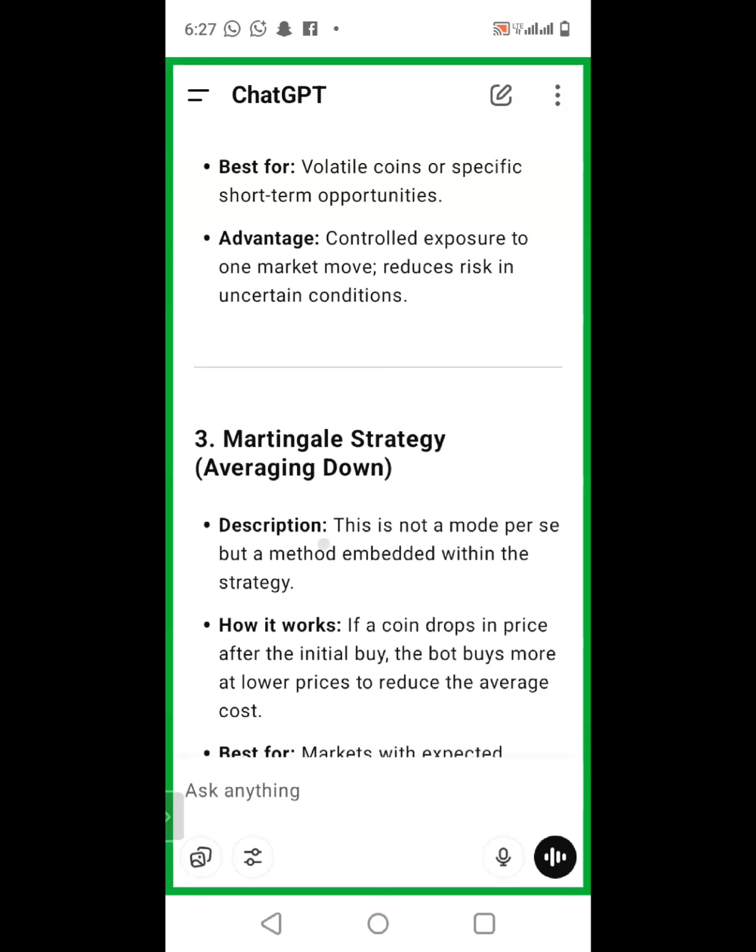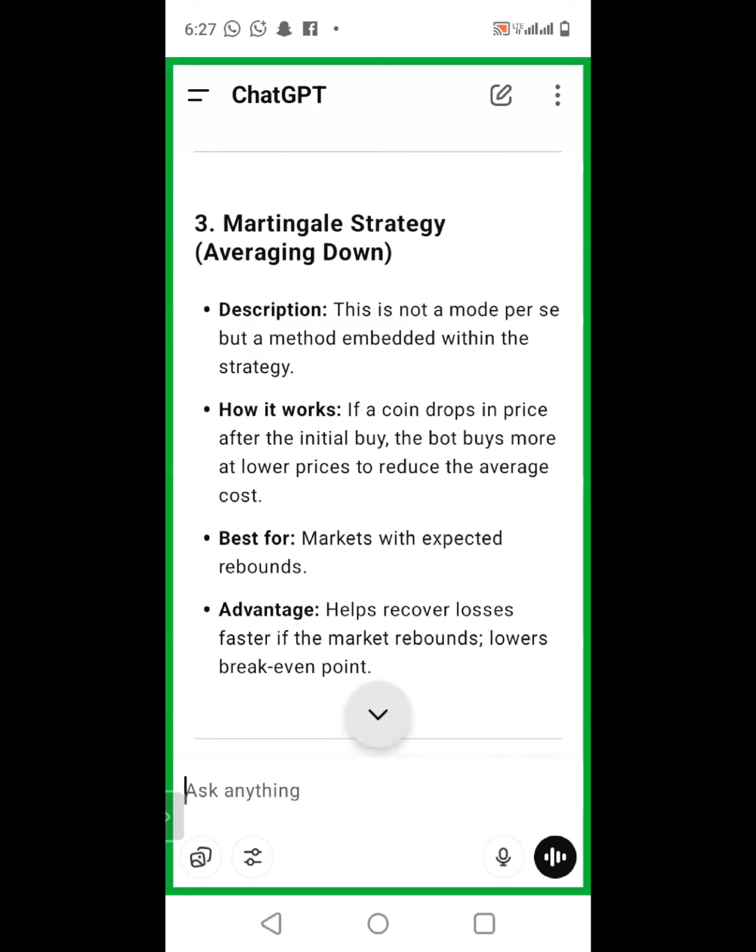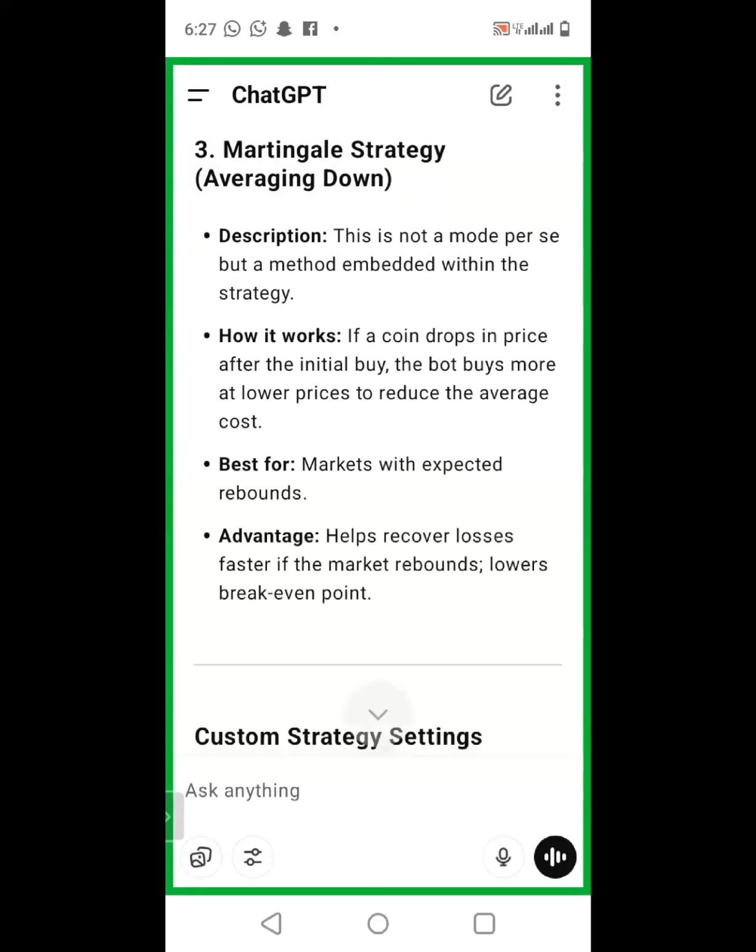So that is it. Now we have what is called the martingale strategy, which is the averaging down. This is the strategy the robot is really using. We call it the martingale strategy. So it has the grid strategy and the martingale strategy. What is the description of this martingale strategy? This is not a mode per se, but a method embedded within the strategy. So this is a method.